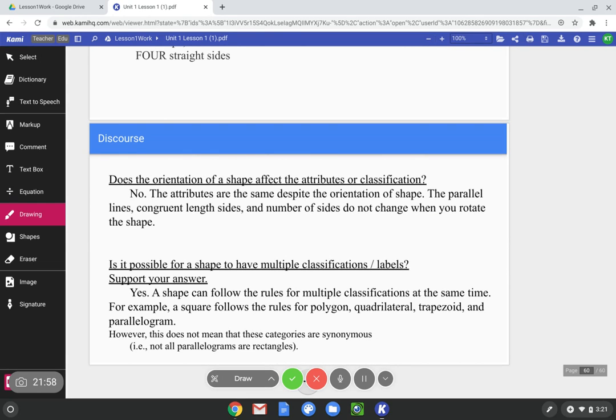Does the orientation of a shape affect the attributes or classifications? So, this question can be confusing by the word orientation. What we mean by that is, if you rotate a shape to the side, does that affect the attributes or classifications? No. Despite the orientation or the rotation of the shape, the parallel lines, congruent sides, and the number of sides do not change when you rotate the shape. So let's say I have a triangle that's facing this way and I'm going to rotate it to where it's now on its side. That is not a big difference.